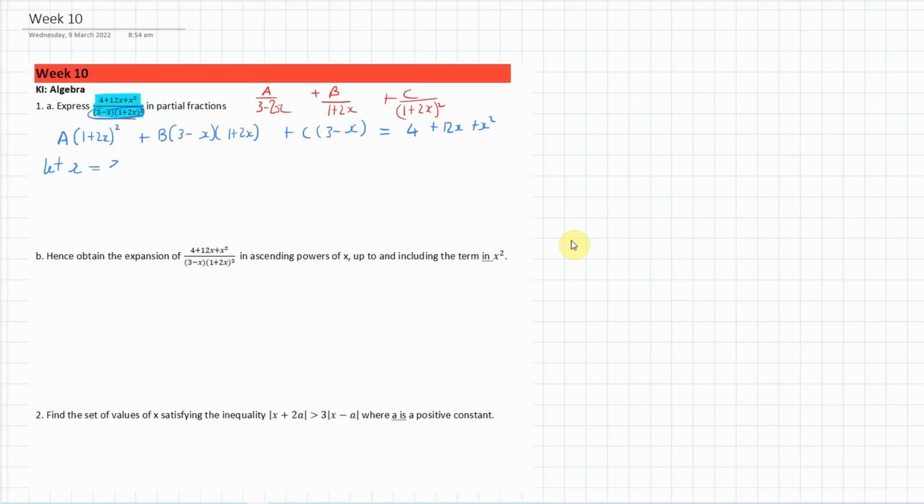Let's let x equal 3, because you can see that if x is 3, this will become 0, and this will become 0. And 0 times anything is 0. So if you let x equal 3, you'll get just the a left over. So pop a 3 into here, we get 2 times 3 is 6, plus 1 is 7, 7 squared is 49. So we get 49a is equal to, now we put 3's in here, and that's 4 plus 12 times 3, 12 times 3 is 36, so that's 40, and then 3 squared is 9, so 49. So 49a equals 49, so a is equal to 1.